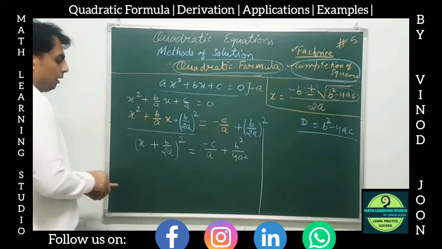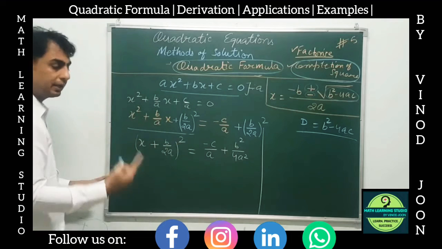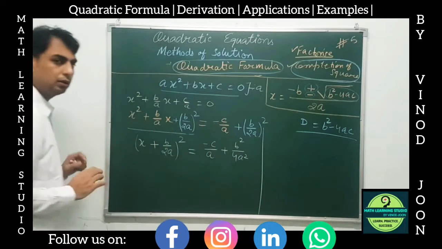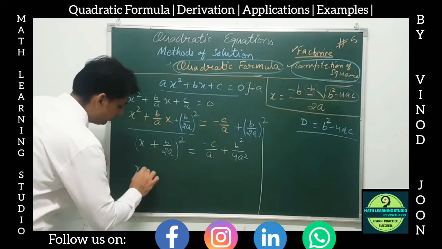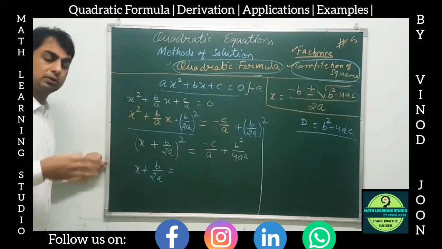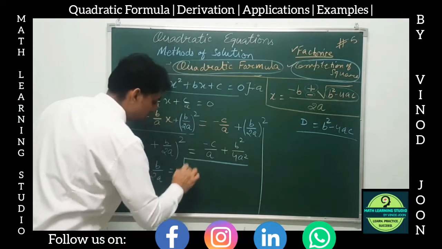Next, what do we do? Square root both sides. I take the square root because I have to remove this square. So I keep this under the root. So I'll get here x plus b by 2a, so the square goes. And here, what will it become? Under the root this.